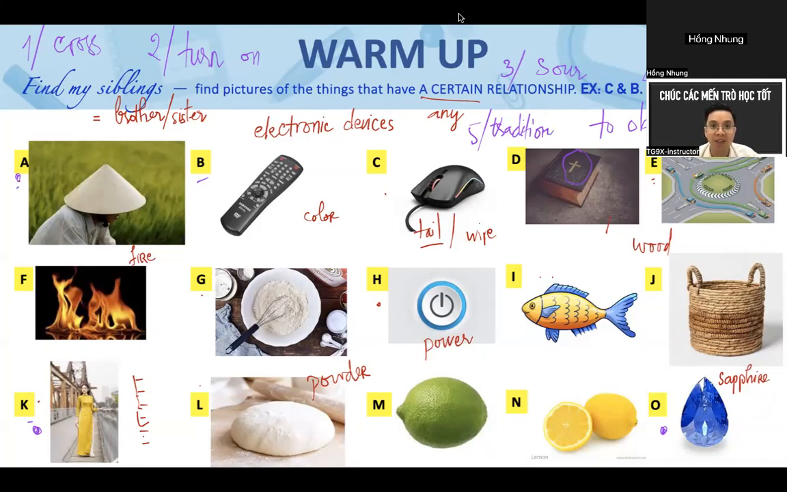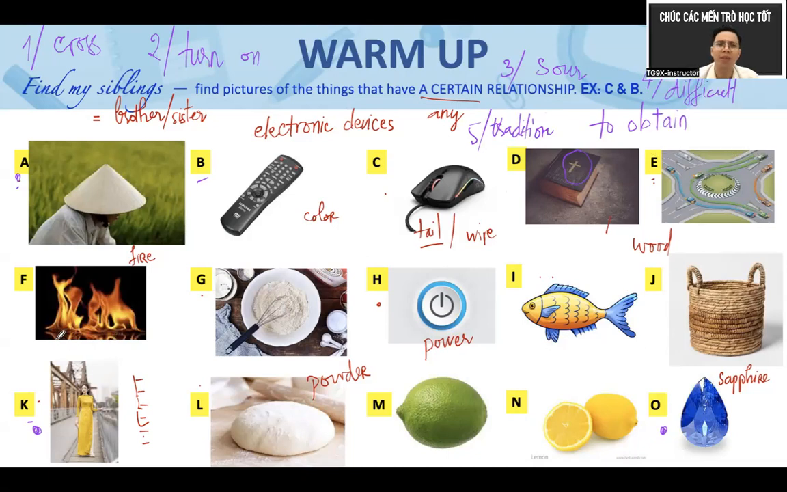Oh, I read quite a lot of ideas in the chat box. F and I. Fire and fish. What relationship? Chị Ngọc Anh. They start with F. Okay, that's very good.